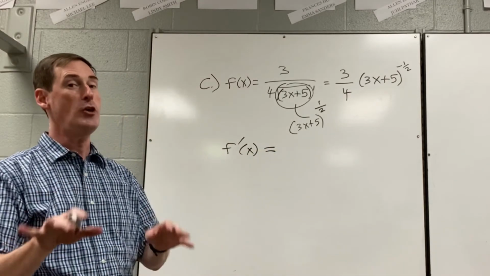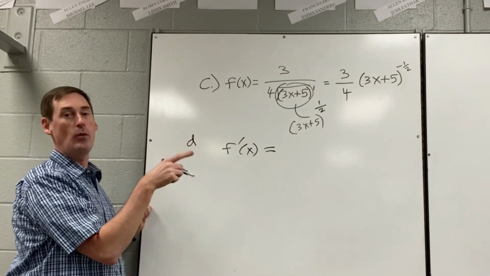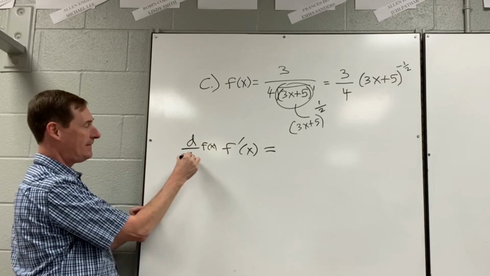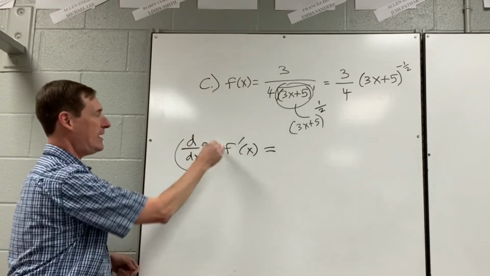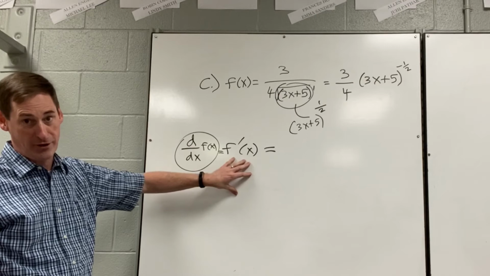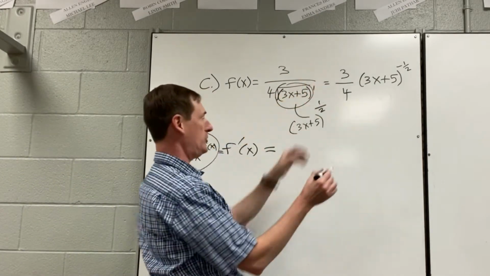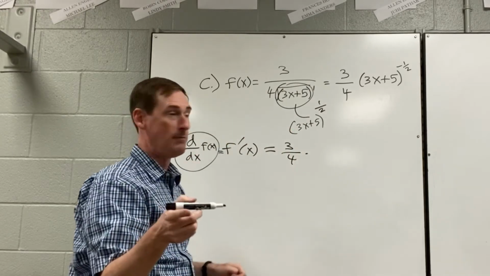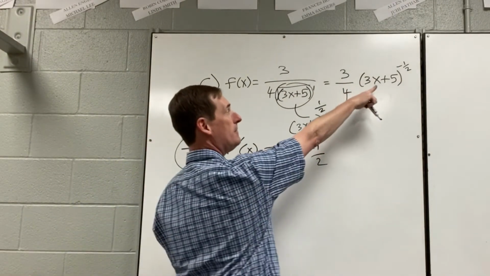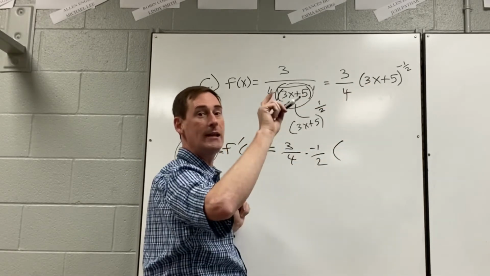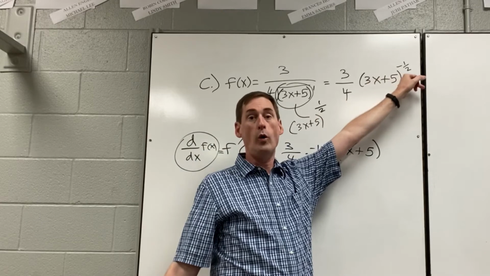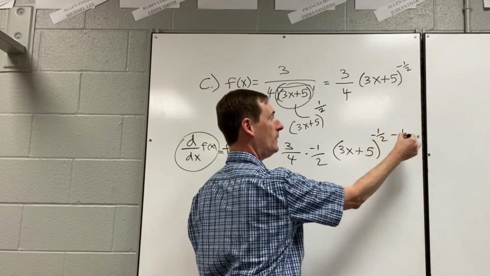F prime of x, or the super fancy notation, instead of dy dx, it's d f of x on the side dx. That's the weirdest, craziest looking, fanciest notation they use in college for a derivative right there. We'll see it occasionally. We can write f prime of x for now. All right, what do we do? 3/4 coefficient gets multiplied by the power. So the exponent comes down, we multiply by negative 1/2. Base, 3x plus 5, base always stays the same. All right, old power, you subtract 1.